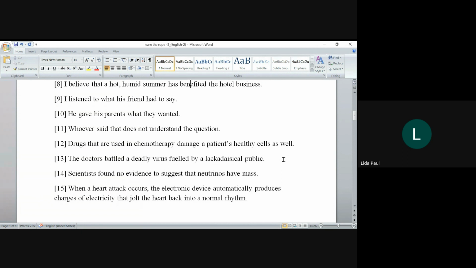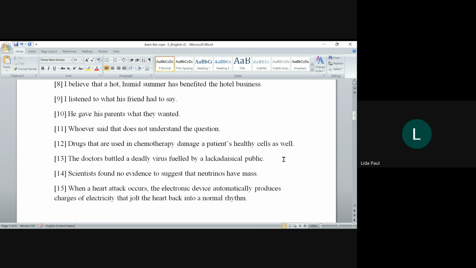That's your subordinate clause. Now, 11th one: whoever said that does not understand the question. Whoever said that does not understand the question. Whoever said that. So here, "that" is not a subordinating conjunction.